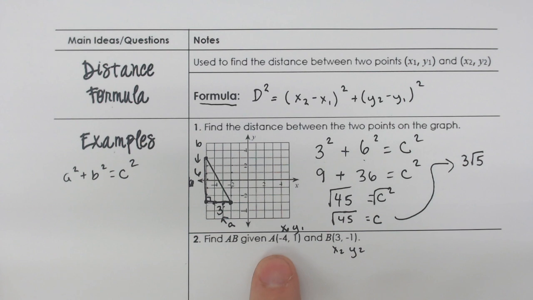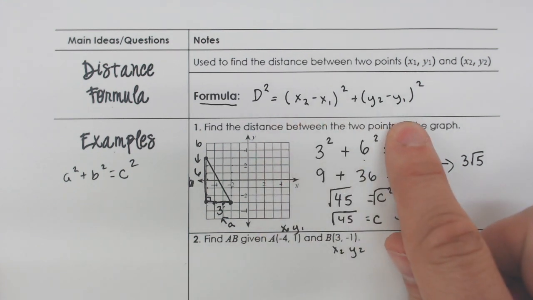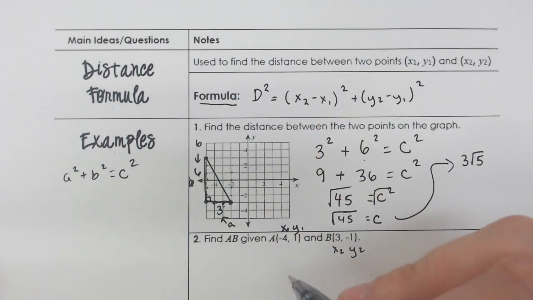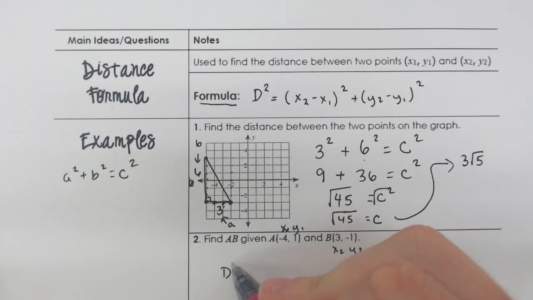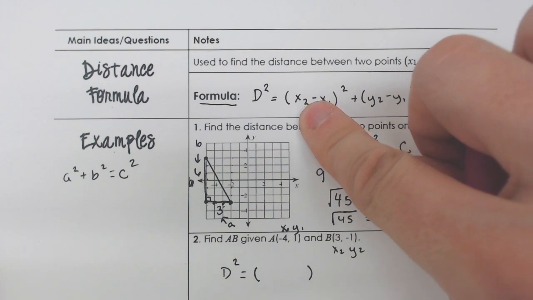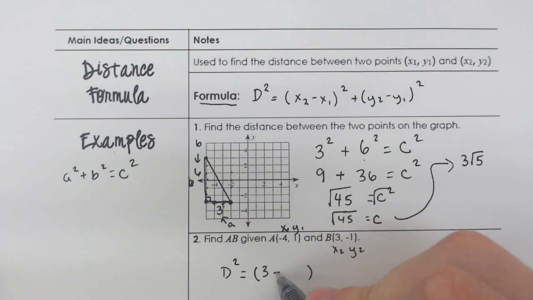So once you have your x1 and y1 and x2 and y2, you can just plug them into the formula. So it starts out as d squared, and then in parentheses, x2 minus x1. So x2 is 3 minus my x1, which would be minus a negative 4.